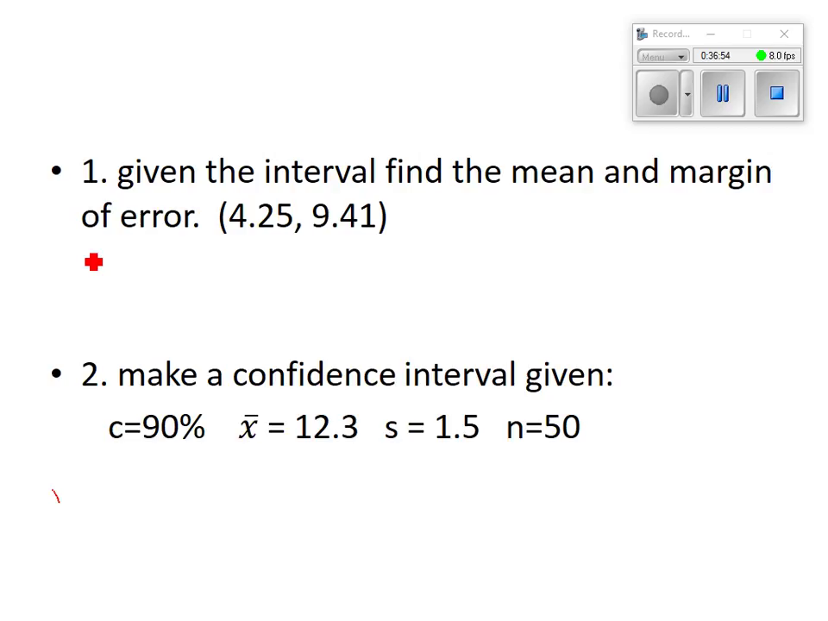Should have two answers for each one. Two answers in the fact that the first one asks you for two things, and then the second one asks you for an interval. So you should have a low number and a high number. Get finished, bring it up to me.